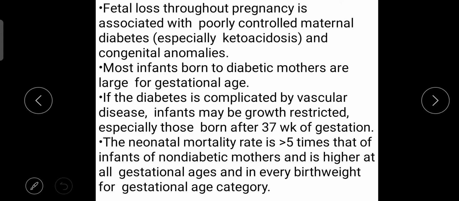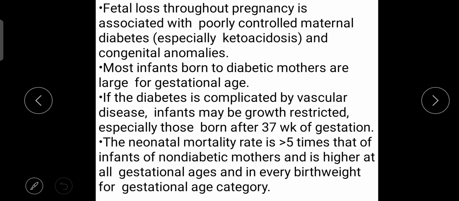of fetal loss. Most infants born to diabetic mothers are large for gestational age. Means the baby, after delivery also, will be large for gestational age. Means compared to their gestational age, they will be very big in size.